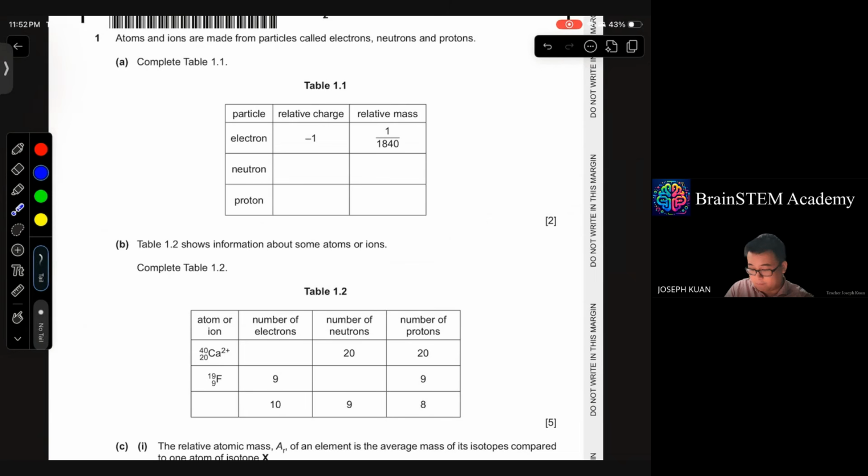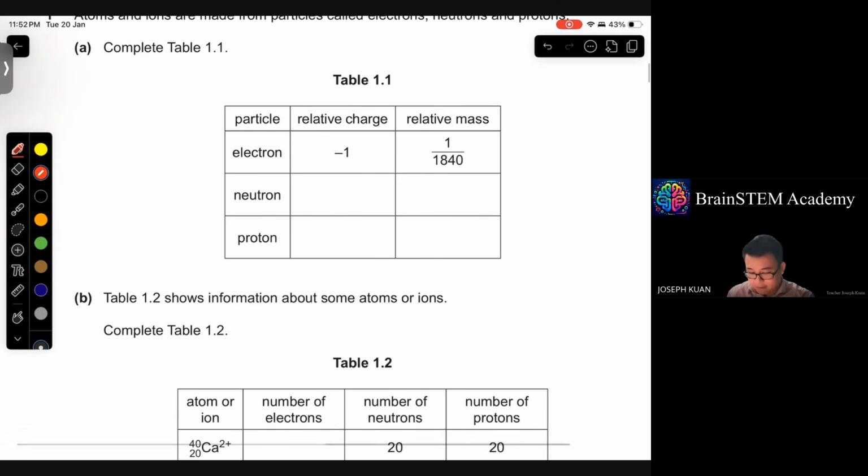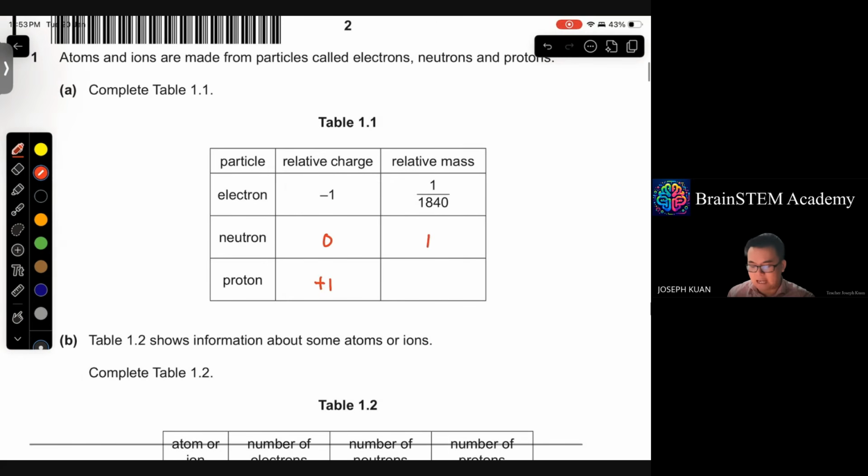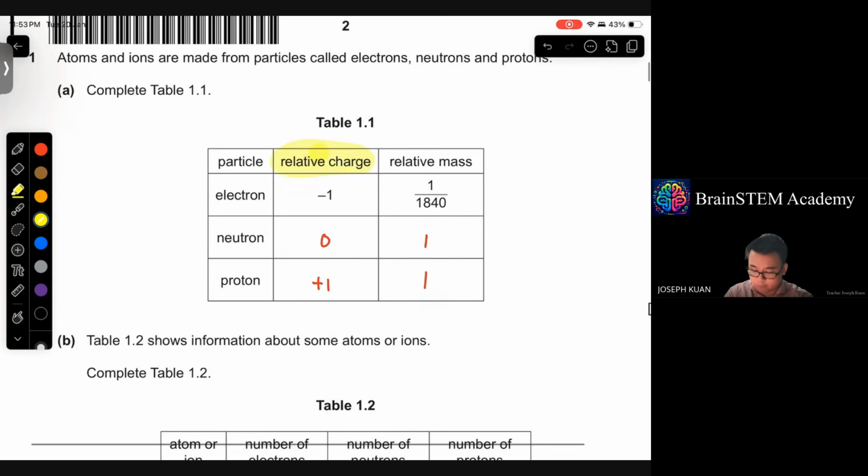Complete Table 1.1. Protons have a relative charge of +1, neutrons have no charge, so 0, and for relative mass, neutron and proton have the same mass. Relative means compare, so it's a 1-to-1 ratio. Just remember for relative charge, you must put the plus or minus symbol, or they'll mark you wrong.